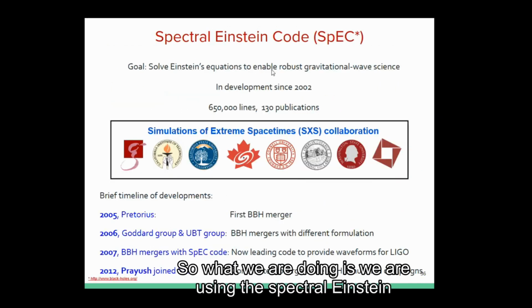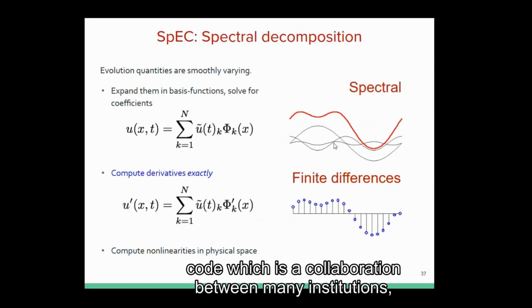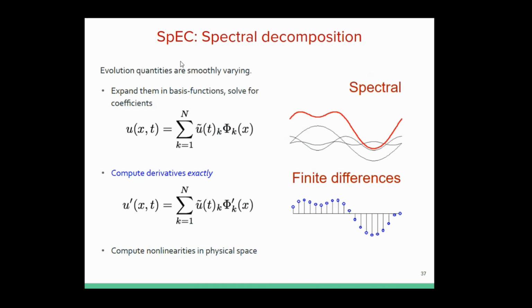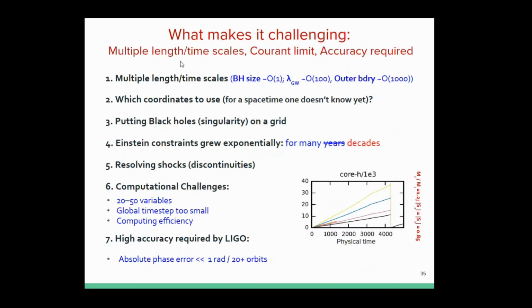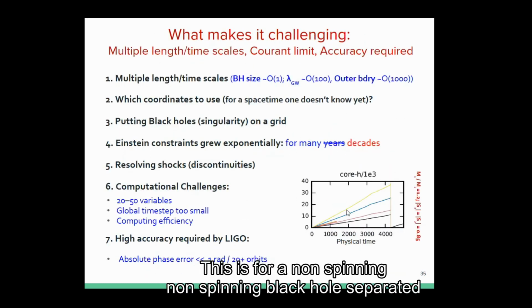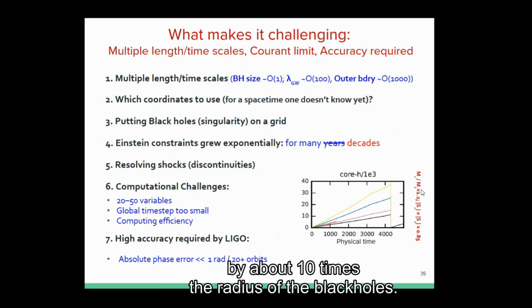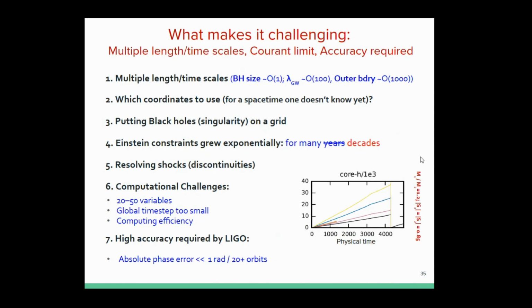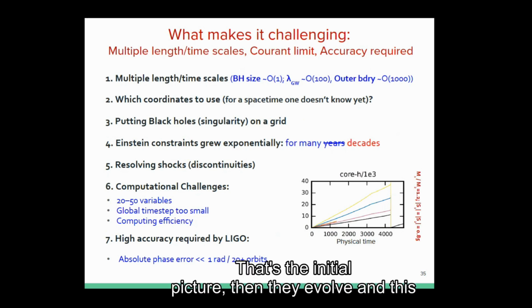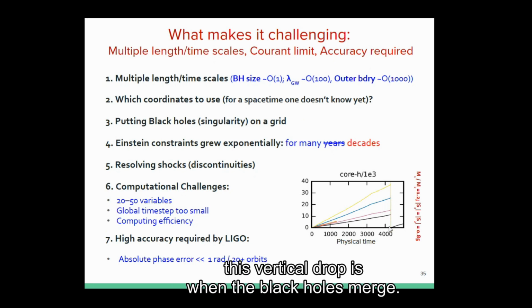So what we are doing is we are using the spectral Einstein code, which is a collaboration between many institutions worldwide. This is for a non-spinning black hole, separated by about 10 times the radius of the black hole. So 10 radius is the separation, they are in almost one side circle. That's the initial picture. Then they evolve, and this vertical drop is when the black holes merge.